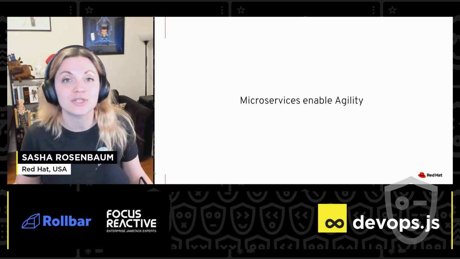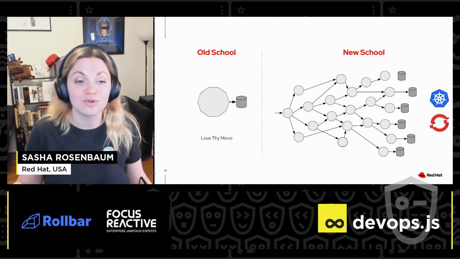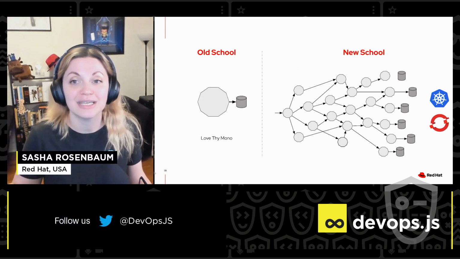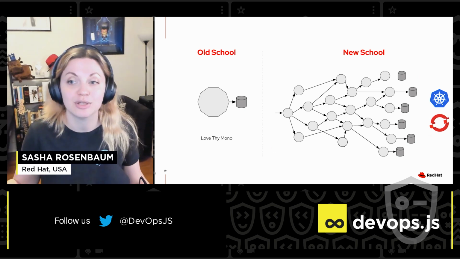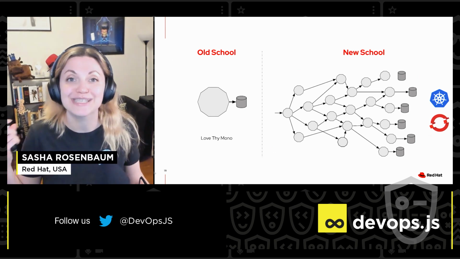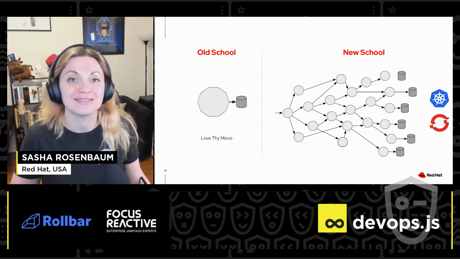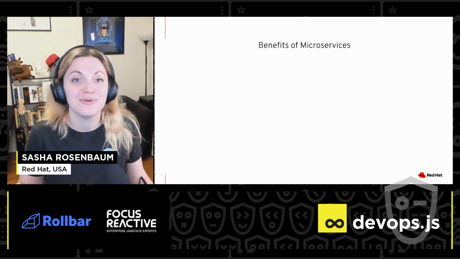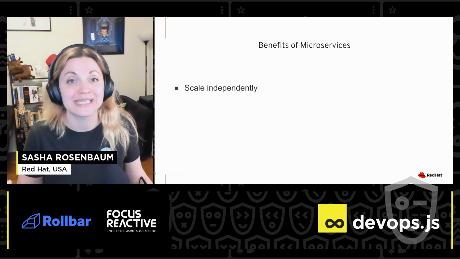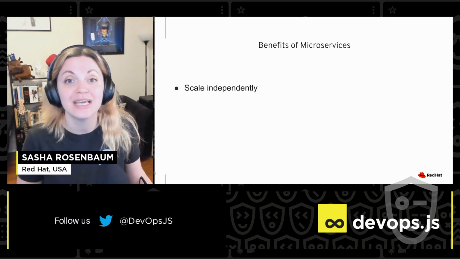Because compared to the huge monolith deployment, you can move much faster with microservices. So the old school is loving the monolith, and the new school is microservices applications, which are typically supported by Kubernetes, or in my case, I work for Red Hat, so I'm going to be mentioning OpenShift a lot, which is a kind of version of Kubernetes, if you will. So the benefits of microservices stem directly from the architectural description. So they can scale independently.